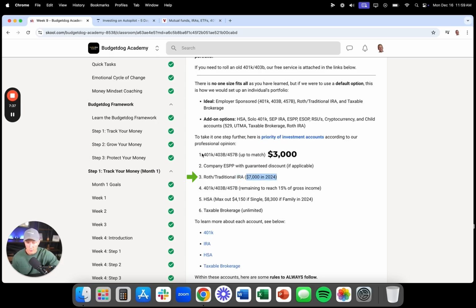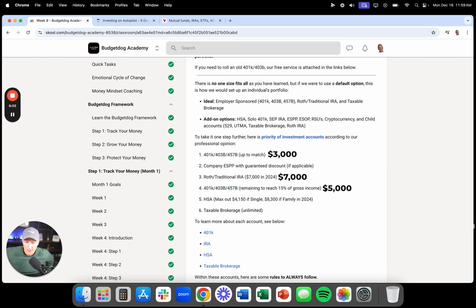So let's say we had $3,000 in this one. Step 3 is $7,000. We max it out for us in 2024. And then the 401k, the remaining to reach the 15%. So we've done 3,000 plus 7,000, that's 10,000 total. And we want 15,000 because we have $100,000 gross income times 15%. So that difference is 15,000 minus 10,000 equals 5,000. So step 4 would be a $5,000 increment.